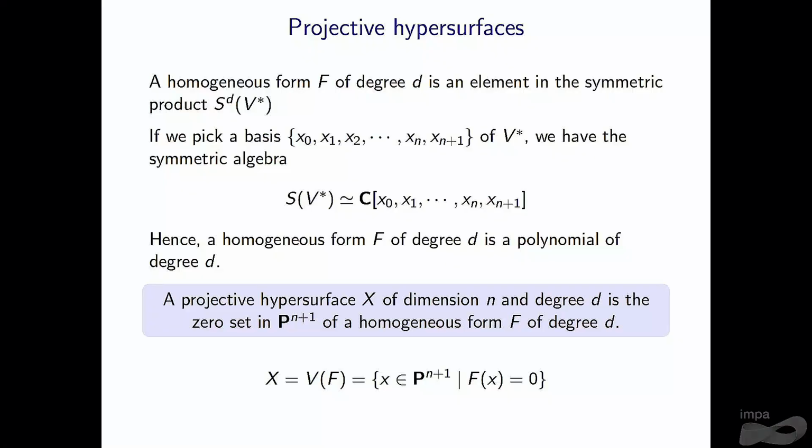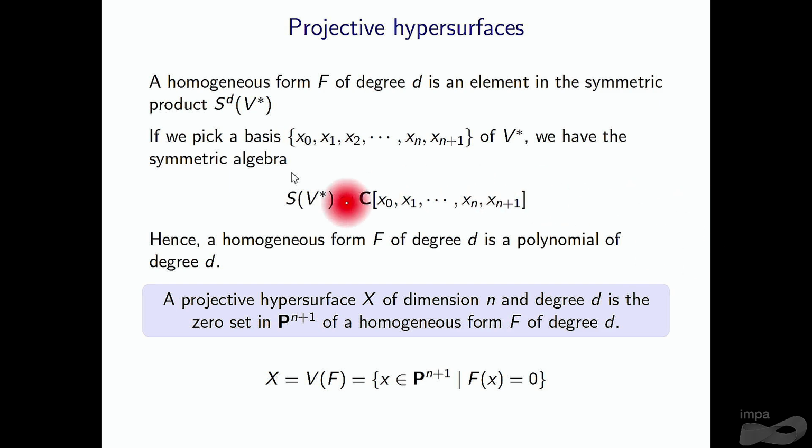OK, so a homogeneous form of degree d is just an element in the symmetric product. We don't care. But we take a basis somewhere. We take a basis for the vector space, or for the dual, just for everything to make sense, and it's going to be called x0 to x_{n+1}. So this is my choice of variables for polynomials. Again, it's not that standard. I have n plus 2 variables. They are called from 0 to n plus 1, again to have them agree with the dimension of projective space, for the variety to have dimension n.